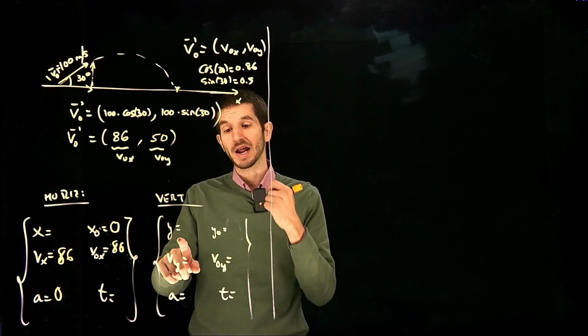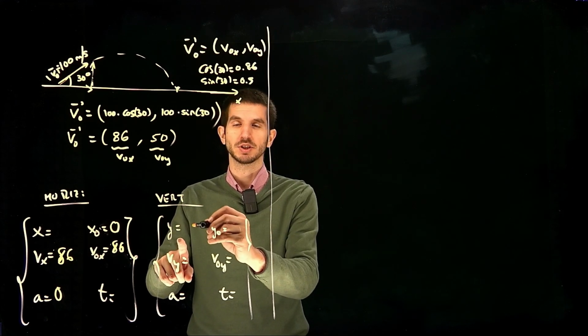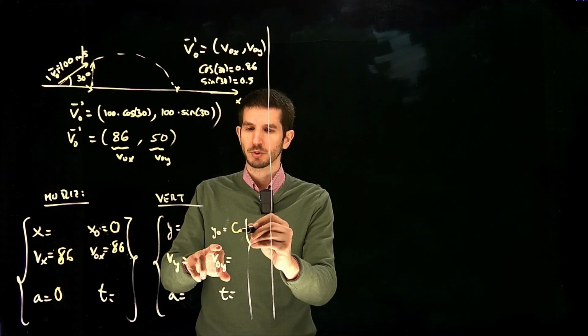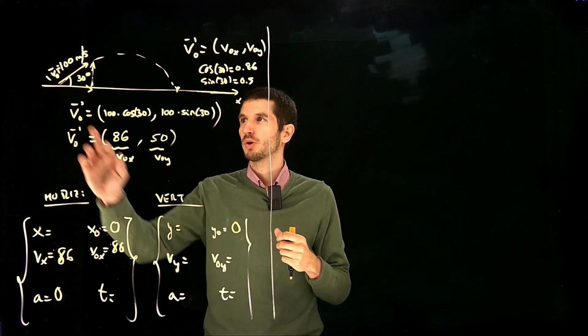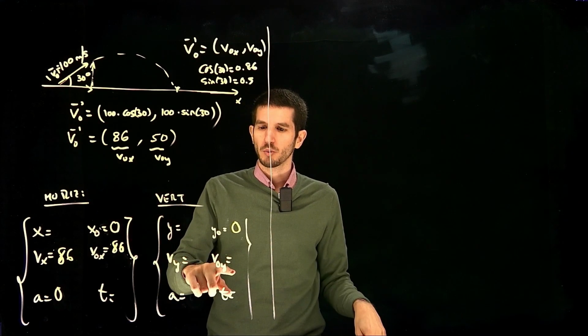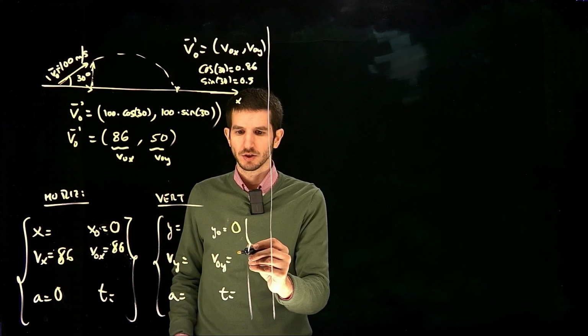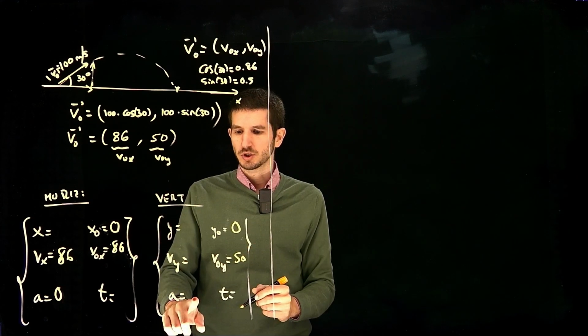Let's go to the vertical motion. Final position, where we're actually wondering what is going to happen when this is 0. What is the initial position? Let's take it 0. What's the final velocity? We don't know. What's the initial velocity? Well, that's 50. So we can just write simply 50. What's the acceleration?